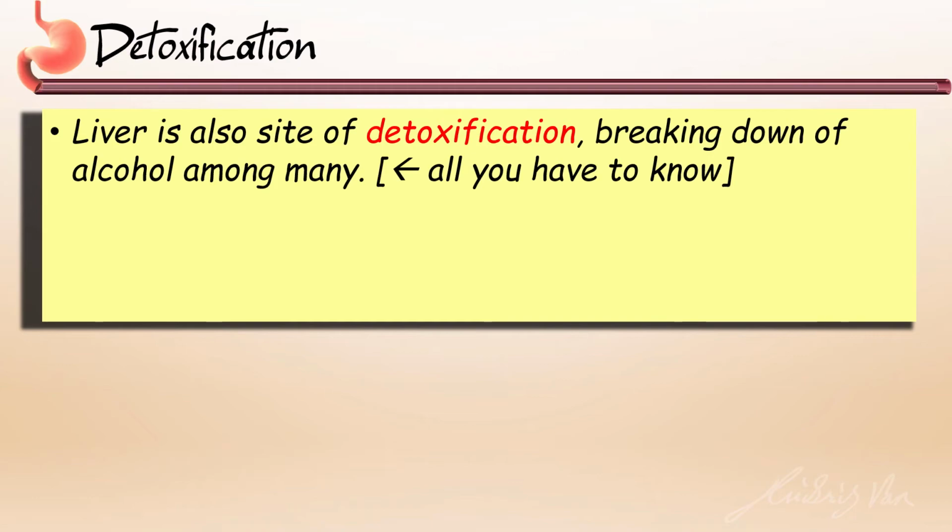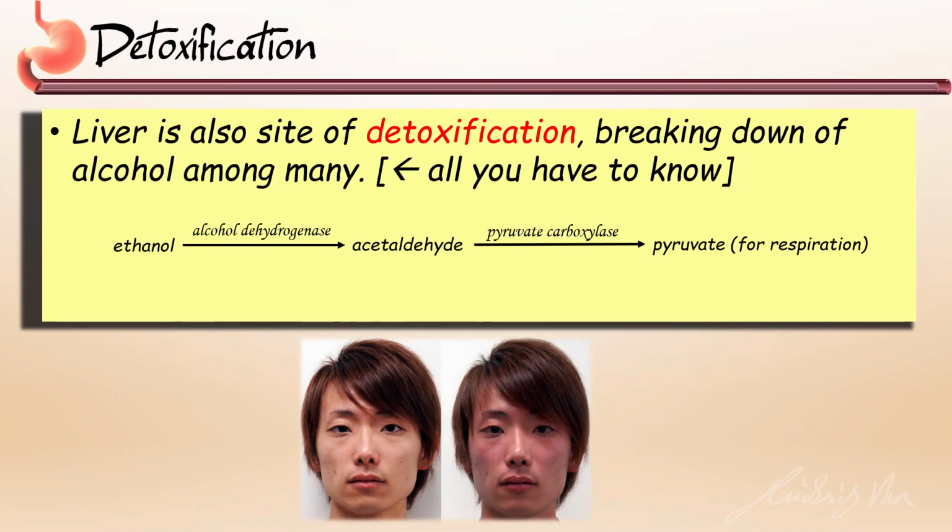For detoxification, all you have to know is the liver is the site of detoxification, which breaks down alcohol. There are also many toxic substances which the liver breaks down, but the main thing you have to know here is alcohol. But if you want to know further, here is some trivia. So ethanol, or the alcohol, is broken down by some enzyme found in the liver into pyruvate. And pyruvate is the substance which glucose breaks down into, and it is used for respiration.